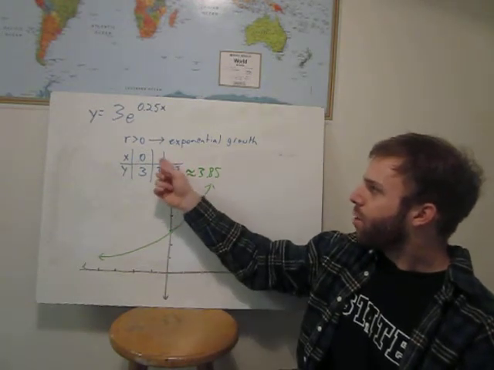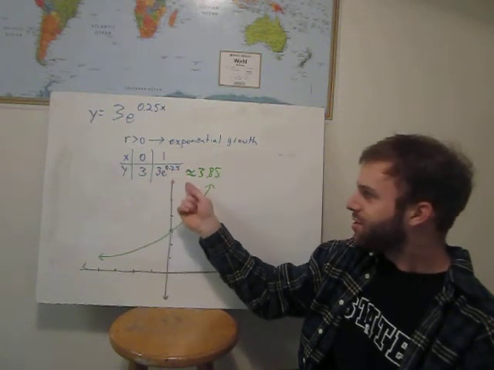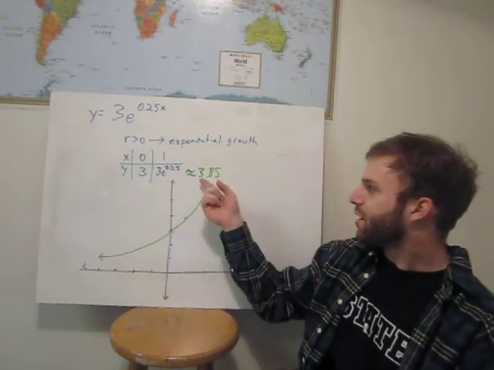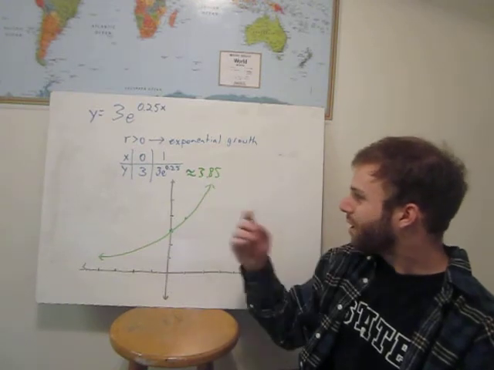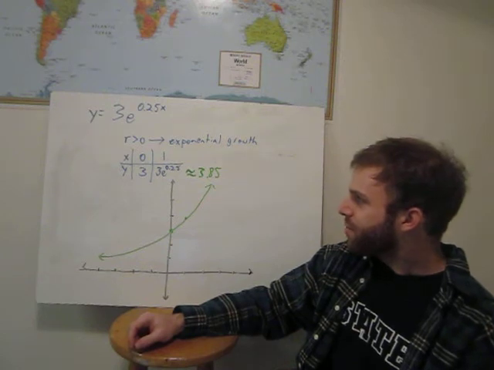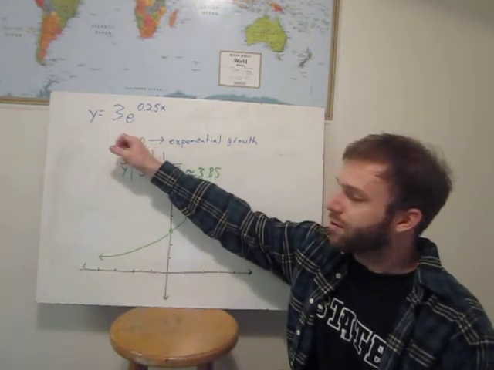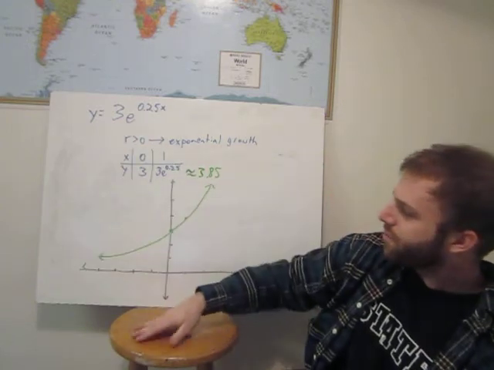And if we put in 1, it's going to be 3 times e to the 0.25, which if you put in a calculator, you're going to get about 3.85. So you can plot that point right here. So notice that this graph has been stretched out by the scalar number 3 that we put in. So 3 is our a value. Let's stretch this graph out.